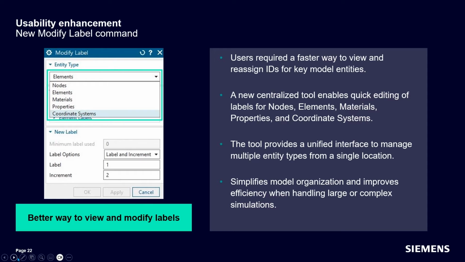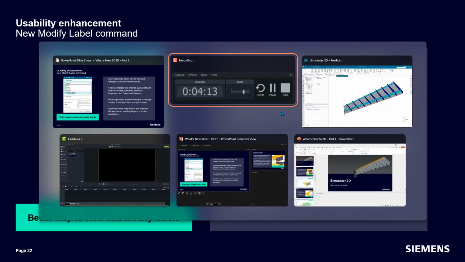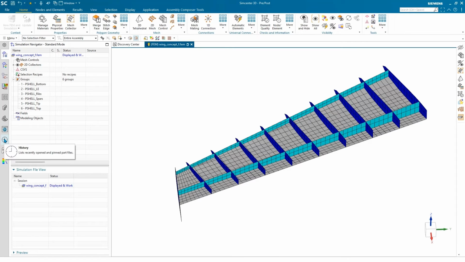So now, with the new version, we have a centralized tool which enables users to quickly edit the labels for nodes, elements, materials, properties, CSS, and so on. So the tool provides a unified interface to manage multiple entities from a single location. As you can see on the left, we have a screenshot of all the entity types that the tool can manage. This simplifies the model organization and improves the efficiency when handling large and complex simulations. So let me go back to my Simcenter 3D and show an example here.